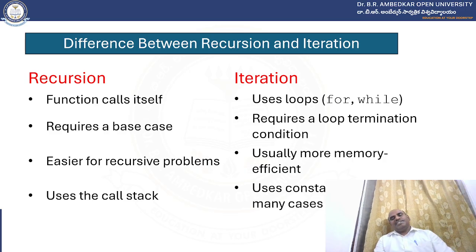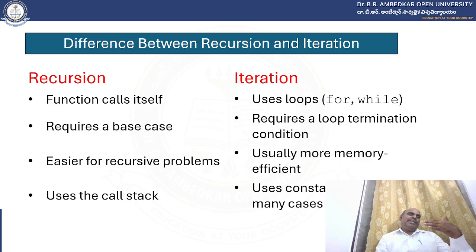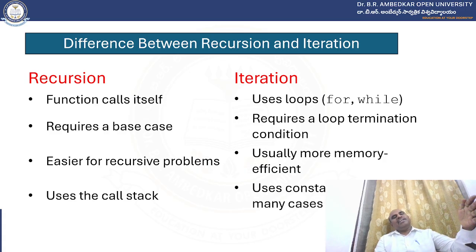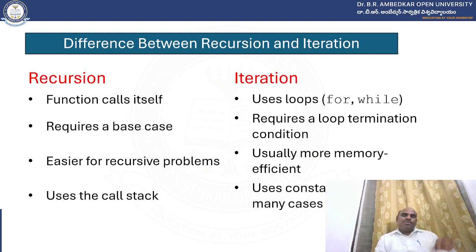In iteration, it requires a loop termination condition. If you want to stop the iteration, the terminating condition will come, that is, until the condition becomes false. When the condition becomes false, the iteration stops automatically. Here the base case is used for stopping the recursion. Recursive problems can be solved with recursion. So here, iteration.